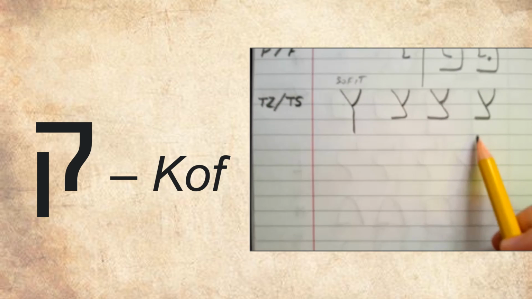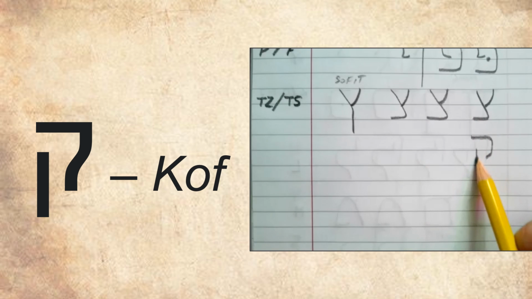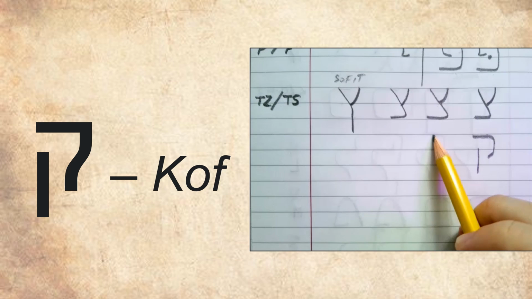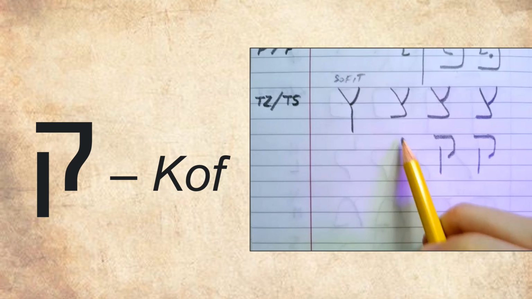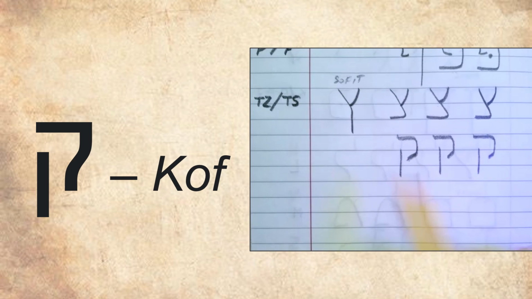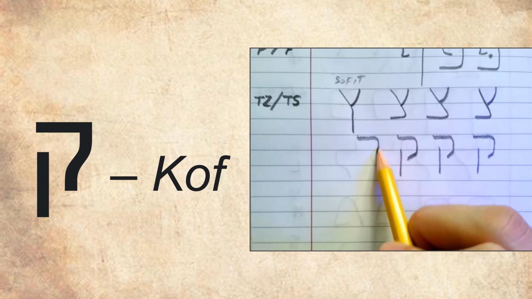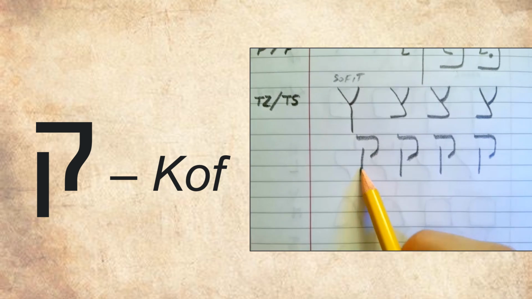All right, and then we have the letter Kof, which is kind of a big letter as its leg breaks the barrier. Okay, so it's sort of like an almost done Kaf, but broken up by its leg. So this is the letter Kof.